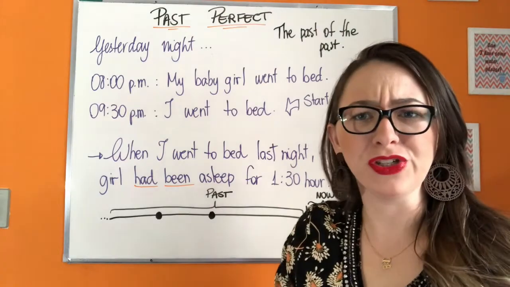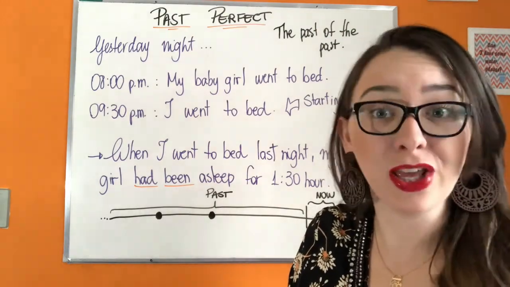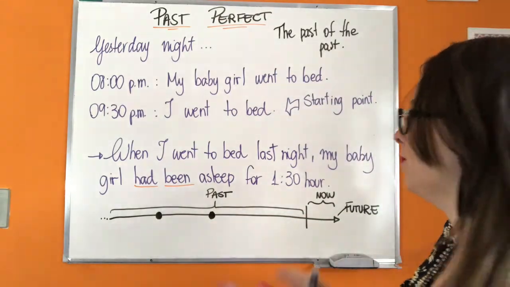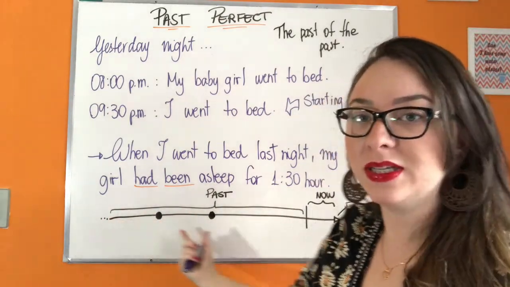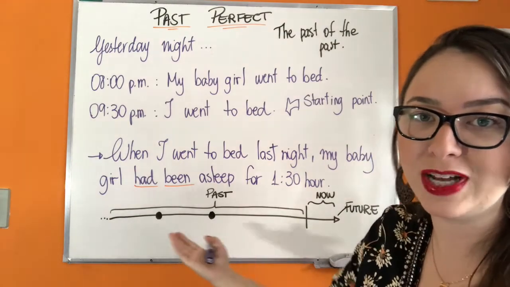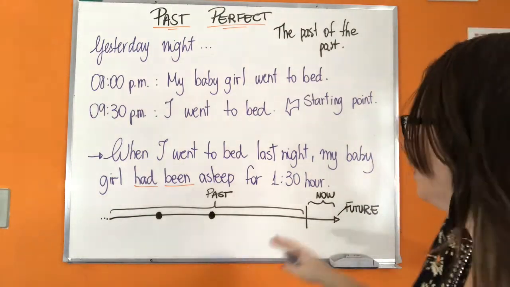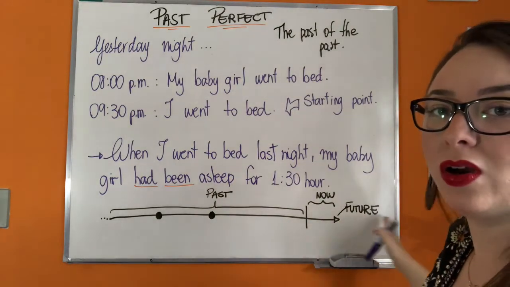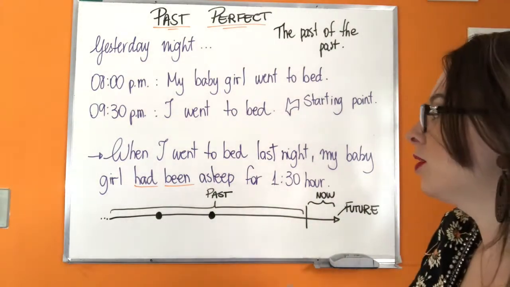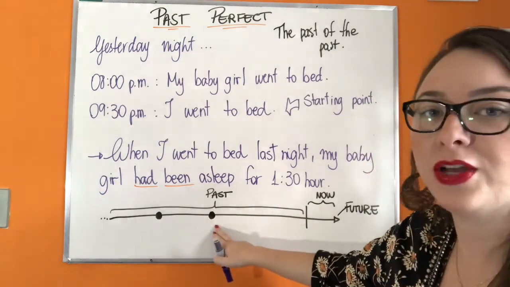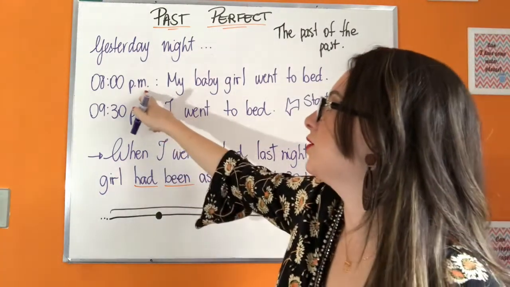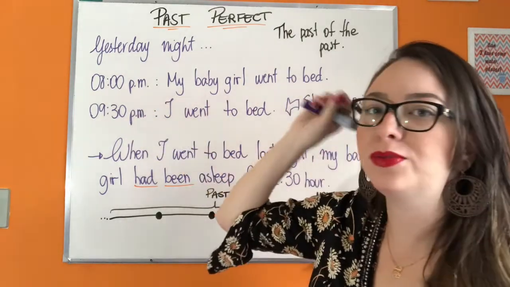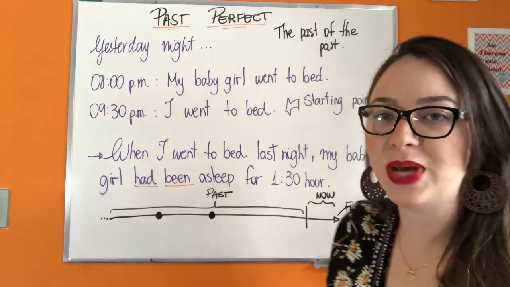What do you mean, teacher? The past of the past? Yeah, that's it. I have here a timeline. All of this is the past. I've focused on the past because it's what we're studying. This is the present. And from this point on, we have the future. So we have two actions in the past. Action 1, action 2. Action 1 is more distant in the past.